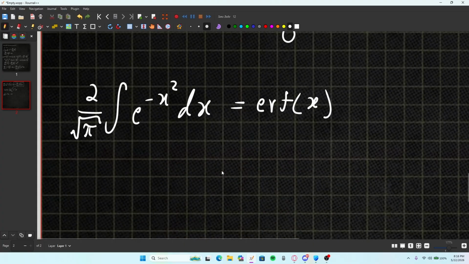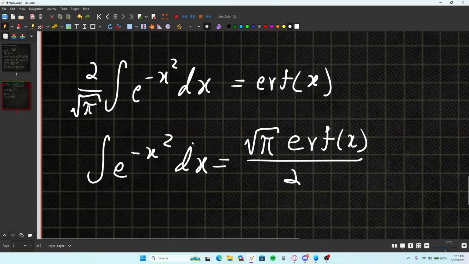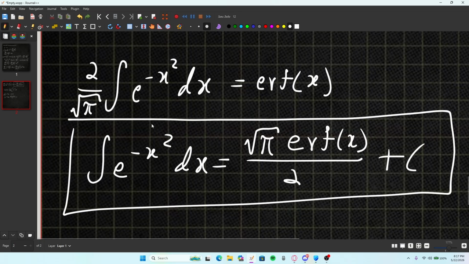And then we simply solve for the integral part. So we'll multiply each side by the reciprocal of 2 over root pi, or root pi over 2. And therefore, the integral of e to the -x squared dx equals root pi erf of x over 2. And then, for the sake of the indefinite integral, we're going to add plus c. That is also the answer.